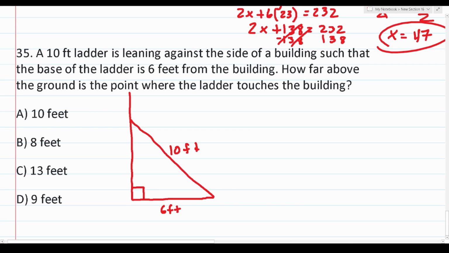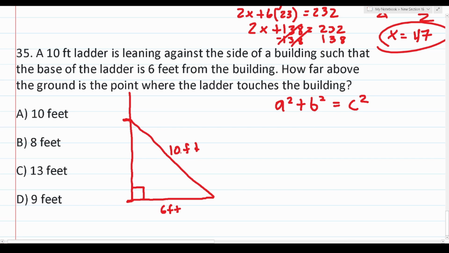In case it's not obvious, the shape that this ladder leaning against this building forms is a right triangle. And the distance we want to find, according to this problem, is from the base of the building, which is right here, to the point at which the ladder touches the building, which is right here. So we want to find this distance. As it happens, we can make use of the Pythagorean theorem to do so. Again, the Pythagorean theorem says a squared plus b squared equals c squared, where a and b refer to the legs of a right triangle, and c refers to the hypotenuse of a right triangle.